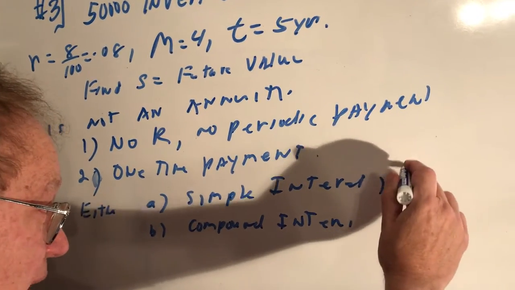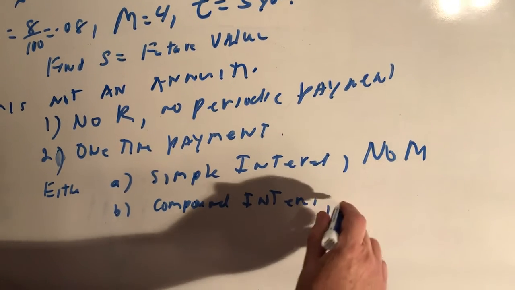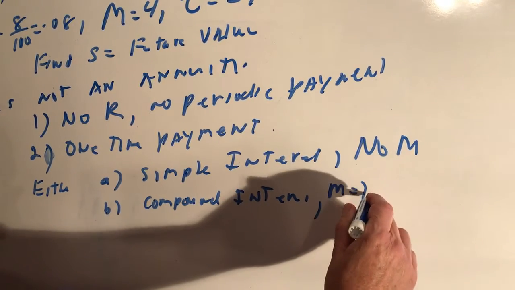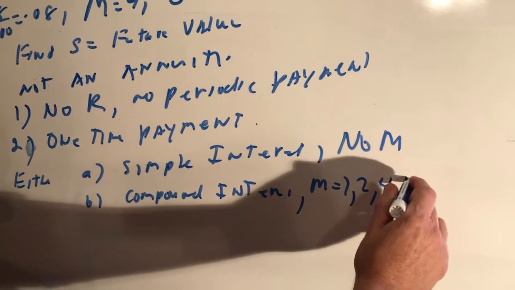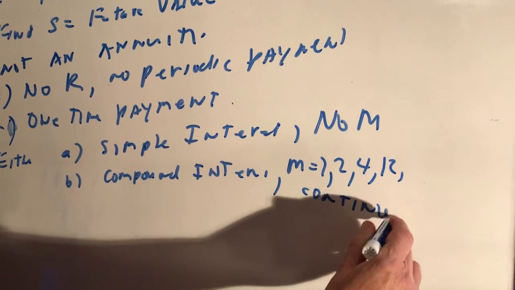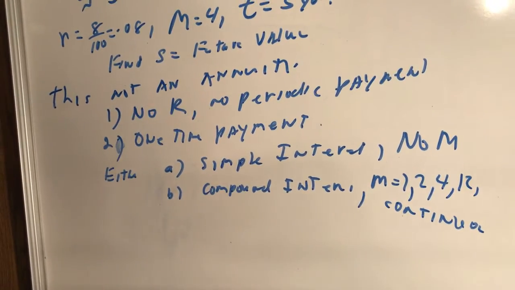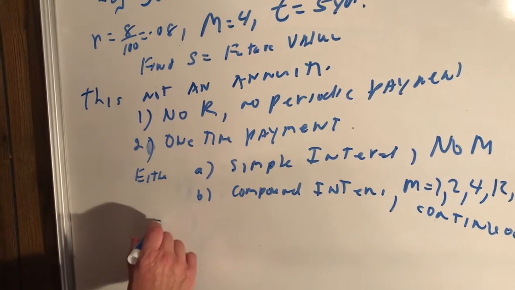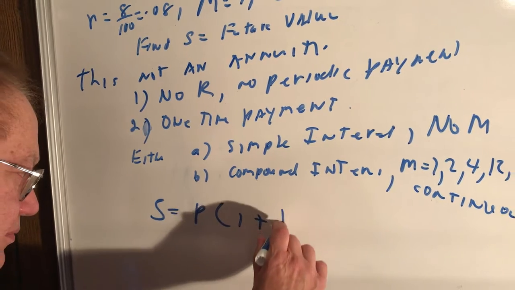Simple interest is no m, no compounding period. Compound interest, m, could be equal to 1 year, every 6 months, every quarter, 12 months, or continuous, which is a different equation. In this case, we have compound interest. This is the formula. It's on the formula sheet.